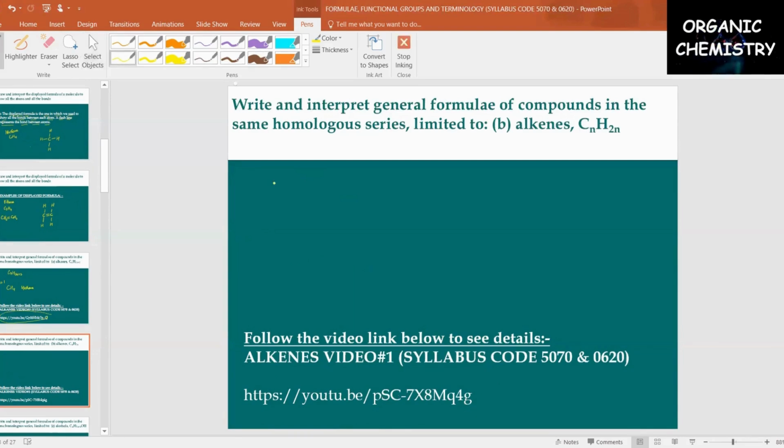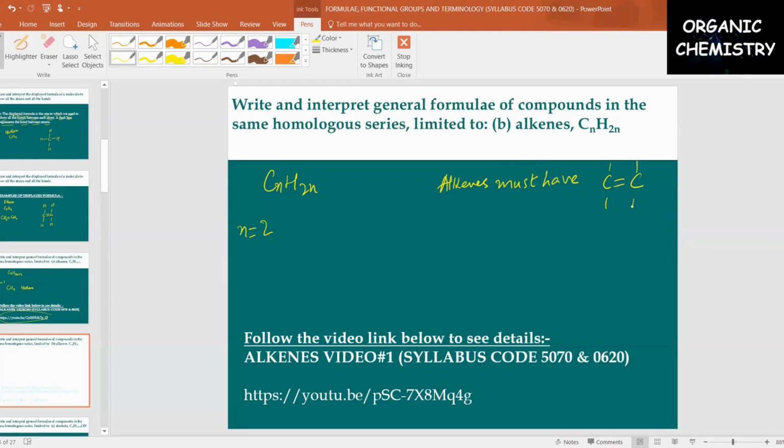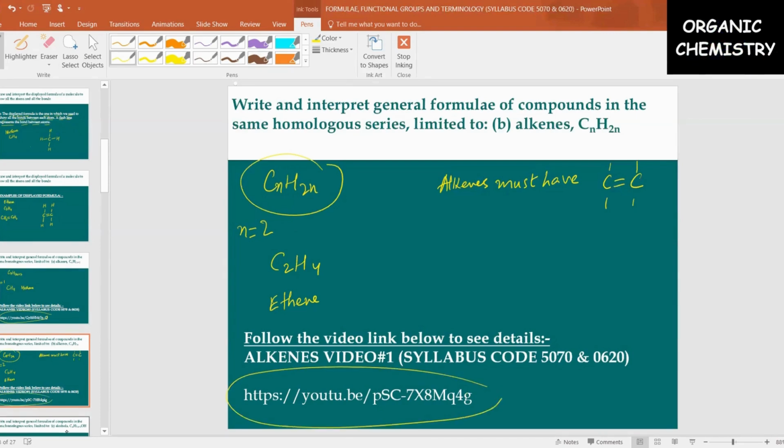Alkenes. The general formula for alkenes is CnH2n. The first member starts with n=2, not n=1. The reason is that alkenes must have a carbon-carbon double bond. There must be at least one carbon-carbon double bond. So the first member starts from n=2. So the molecular formula will be C2H4. The name is ethene. You can easily predict the molecular formula of other alkene members. What you have to do is just remember this CnH2n. Alternatively, you can watch the video using this link, so you'll find more details about this.